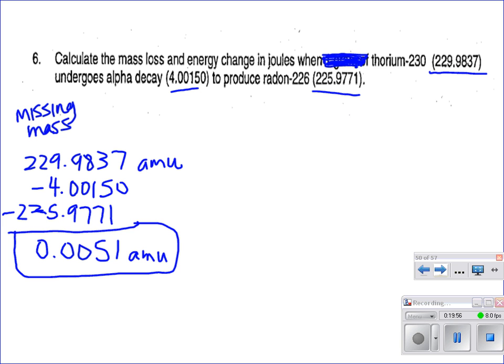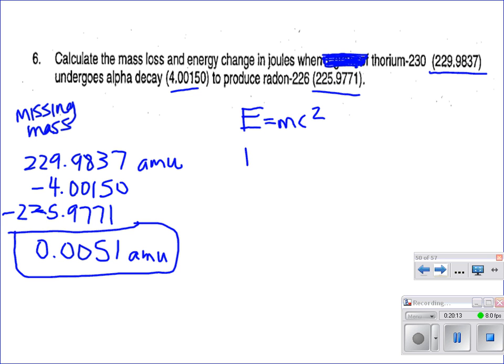So this is where students get really, really confused with, do I use AMUs? Do I go to kilograms? Do I do grams per mole? They never know what to do. So let's talk about this for a second. E equals mc squared. I just want joules as my answer, not joules per mole, just joules.